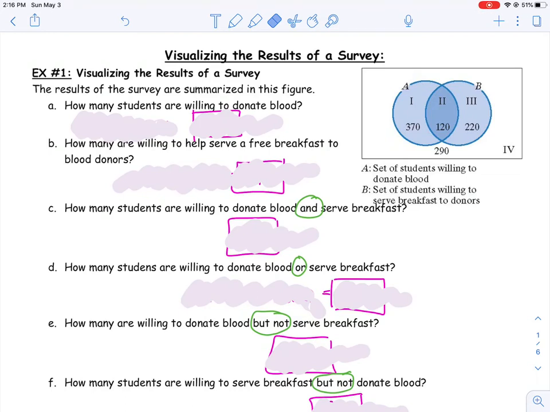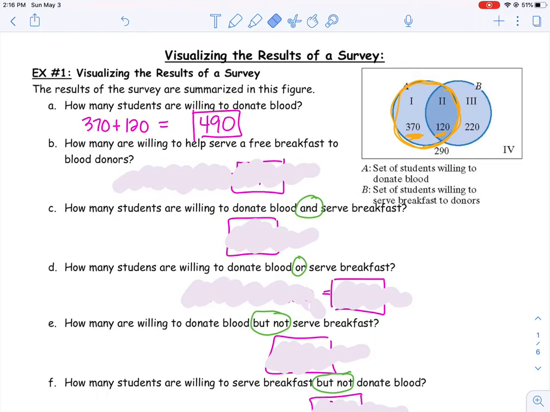So it says here in example number 1, how many students were willing to donate blood? Well, remember, the students that were willing to donate blood were all the people that were in set A. So if I look at this picture, I saw that 370 and 120 were willing to donate blood. 370 plus 120 would be a total of 490 students willing to donate blood. Not just the 370, because 120 were also willing to donate blood. Now, they were willing to do both, but they were willing to donate blood. So don't forget about that group.